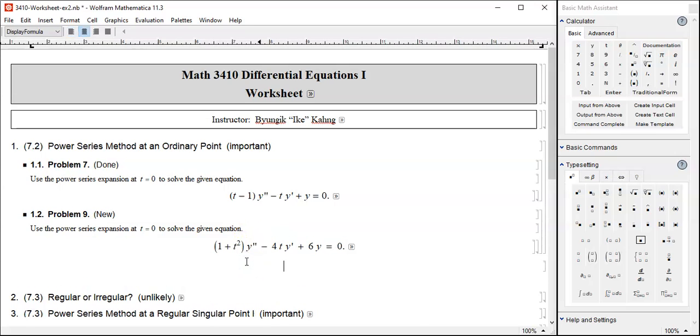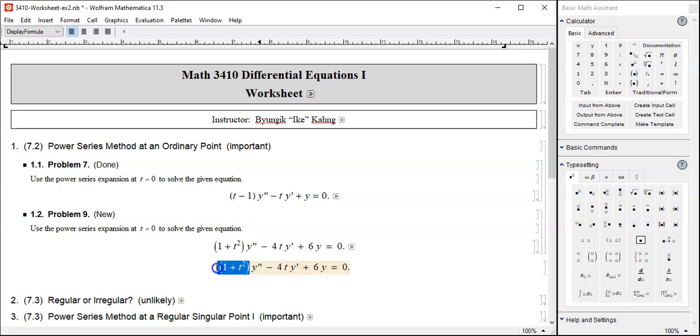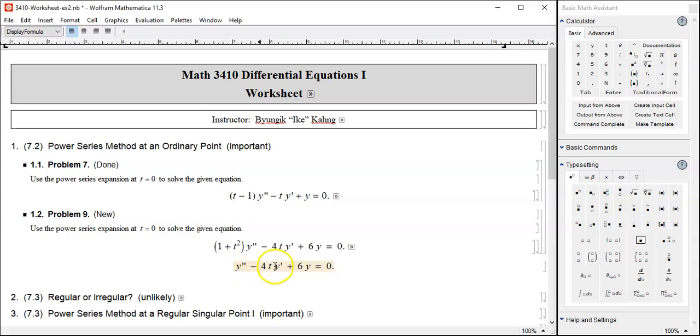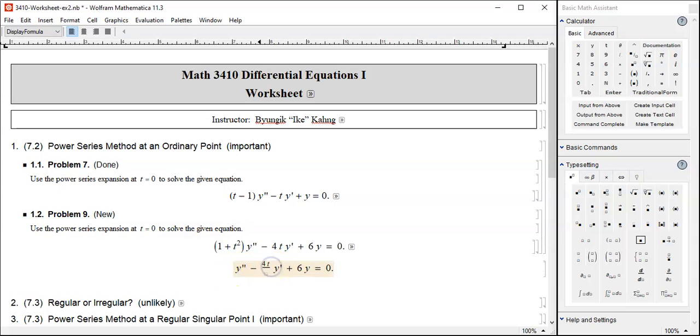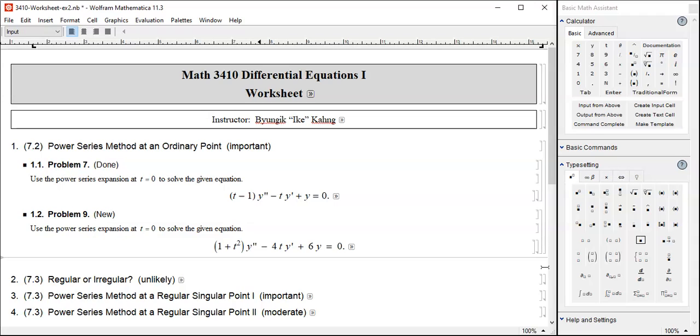And here we go. Is this really an ordinary point at t equal to 0? Divide everything by 1 plus t squared, the coefficient function for the y double prime term. Now, is this coefficient function analytic at t equal to 0? And how about this one? The answer, yes and yes. As a matter of fact, the denominator never becomes 0 anywhere, so it's analytic everywhere. In any case, we have an ordinary point at t equal to 0, and we can apply the power series method.